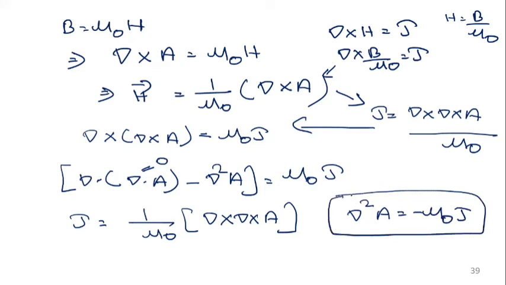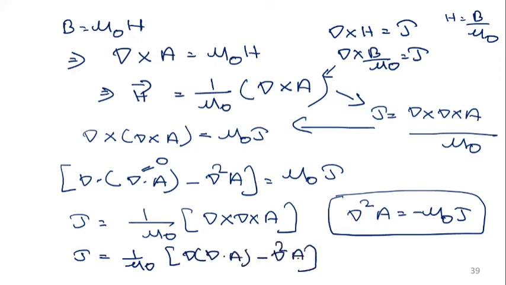So certain equations that we will get. J is equal to 1 by mu 0 into del cross A. And if you are not neglecting this del dot A, then J will be equal to 1 by mu 0 into del dot A minus del square A. So this is how we conclude.